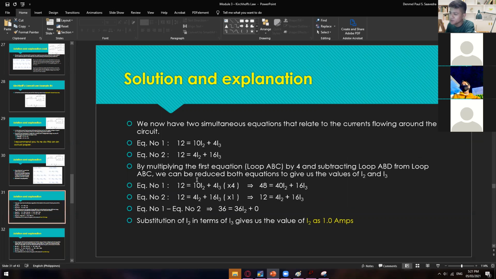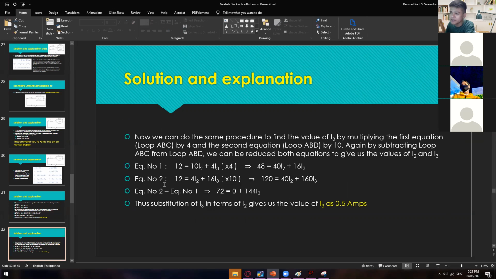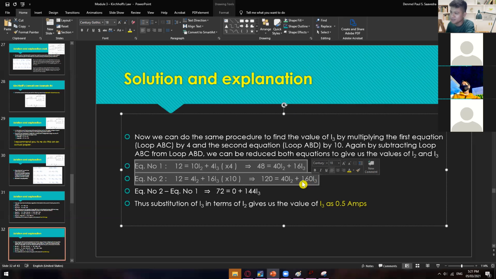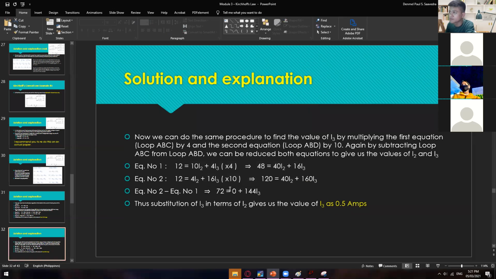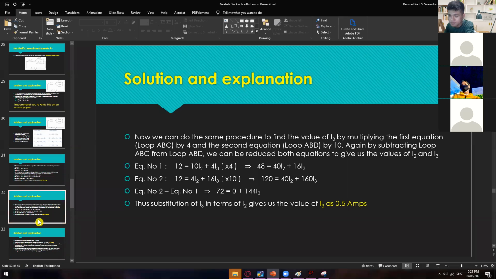So for the I sub 2, simultaneous equation. And then for the I sub 3, still simultaneous equation. So were you guys able to follow? At least 50%. I'm not really expecting to have 100% understanding.